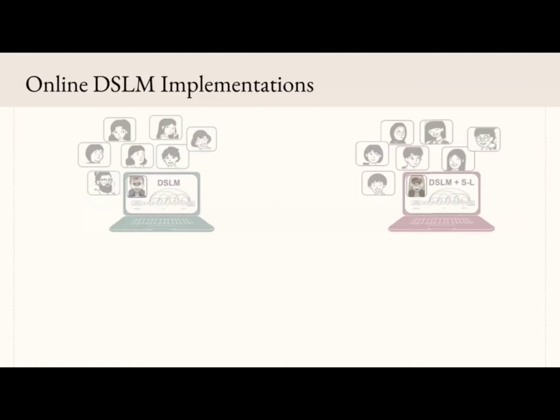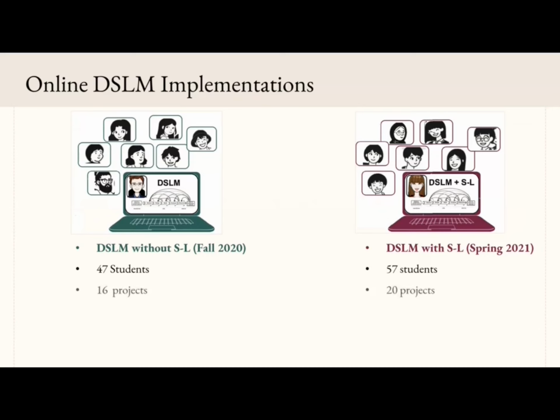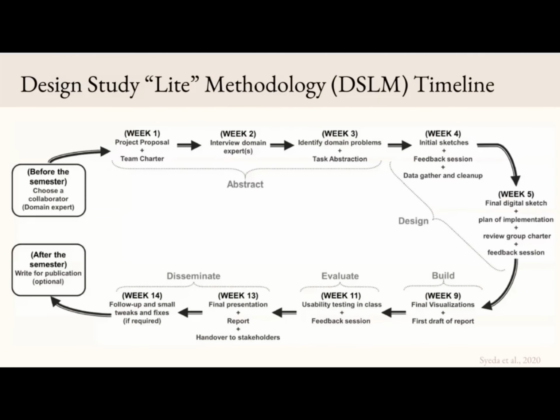As mentioned before, we implemented DSLM in two online courses, one without and one with service learning, with 47 and 57 students respectively. In total, the students successfully completed 36 design studies in collaboration with local, national, and international nonprofit, government, academic, research, and for-profit organizations. Both online implementations completed all the steps of the DSLM framework.